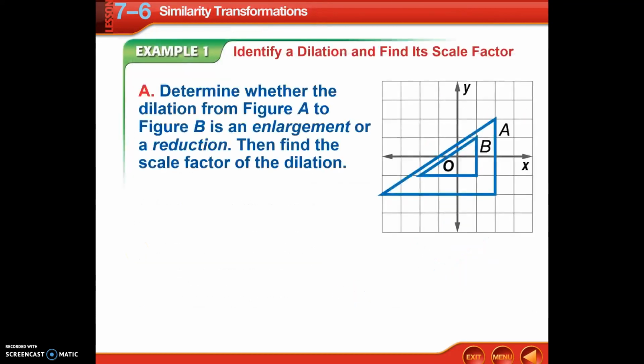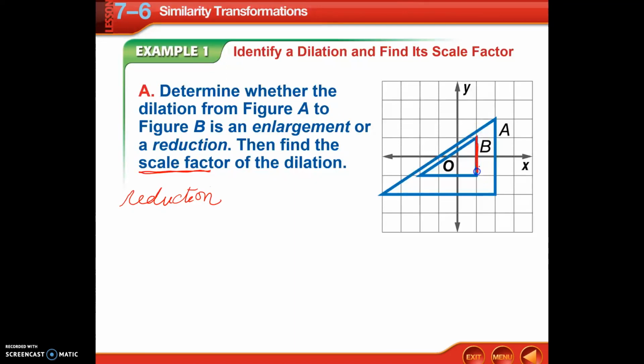So here we're determining whether figure A to figure B is an enlargement or reduction. So we're going from this triangle to this triangle. So we can see it's getting smaller, so that would be a reduction. And then find the scale factor. We're going to do one of the new lengths, and you can do any length. I usually use the straight lengths on here so that I don't have to worry about decimals and such.